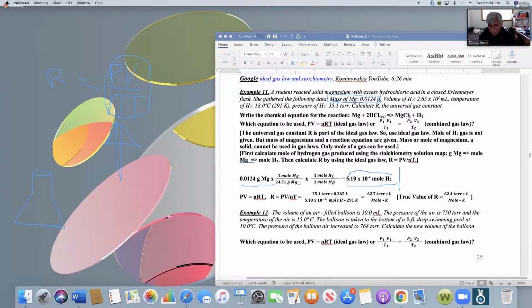So we plug in that value, moles of hydrogen, right there. R equals PV over nT. The temperature was measured by the student, and it has to be put in K, Kelvin, not degrees Celsius. And here we have torr, and here we have liter, and that's fine. Torr and liter are given to us. If you want atmosphere, you can convert that from the torr.